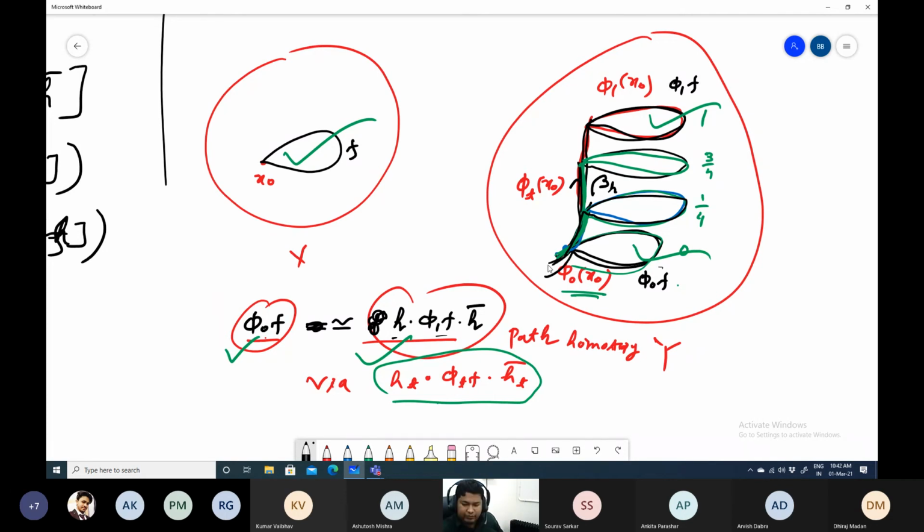Now since H is a path homotopy, we have proved that these are actually homotopic as paths, because this is continuous. So therefore this is homotopic to this, and since this is homotopic to this, we are done. So this will imply that phi 0 star is the same as beta h phi 1 star. Now this implies this.